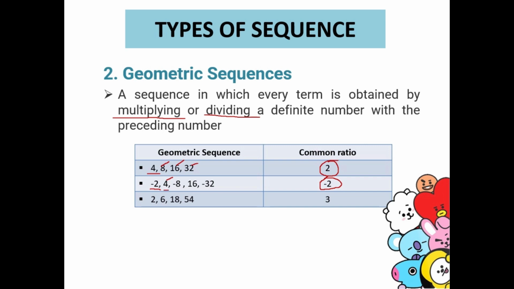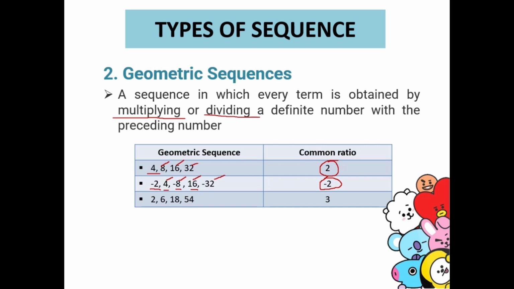4 times negative 2 is negative 8. Negative 8 times negative 2 is positive 16. And 16 times negative 2 is negative 32. And that's the reason why we have negative 2 as our common ratio, or the value of R. For the third example, you have it there. 2, 6, 18, and 54.